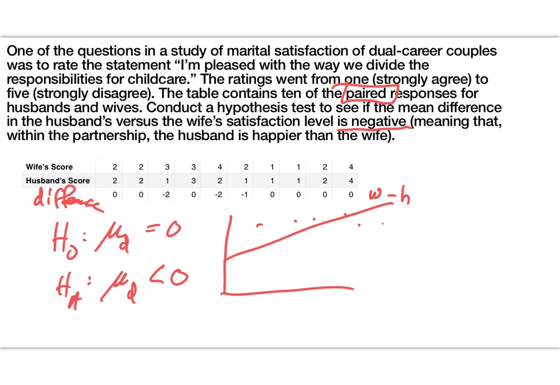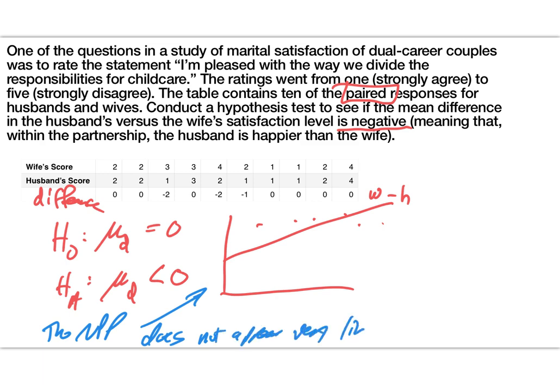It's not great. So I would have to identify and say something along the lines of the NPP. If you do a normal probability plot and refer to a quick sketch of it, the normal probability plot does not appear very linear. But R equals 0.65, so we will proceed anyway.